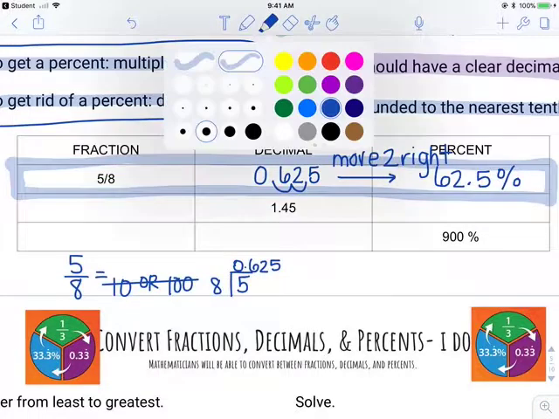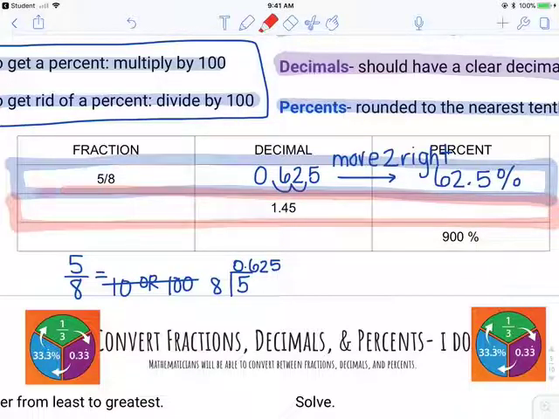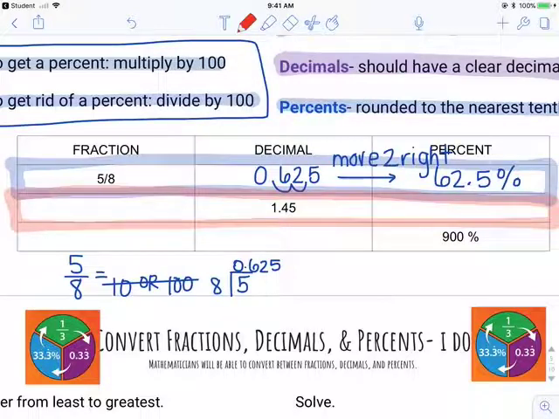Our second example starts with a decimal in the second row of this chart, and the decimal is 1 and 45 hundredths. You could do percent first, fraction first, it doesn't matter, but since we're going from a decimal to a percent, we're again going to move this decimal 2 places to the right, and I get 145%. So yes, it is okay to have a percent over 100.